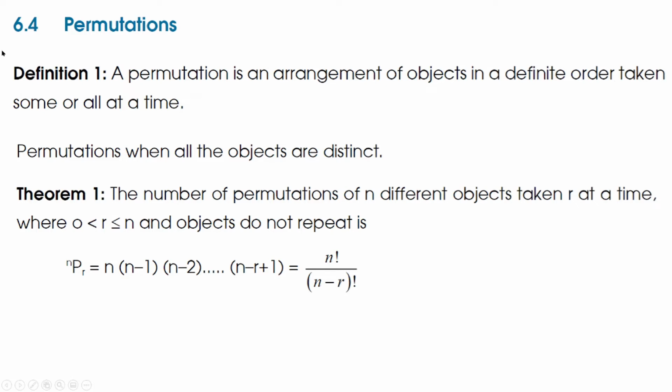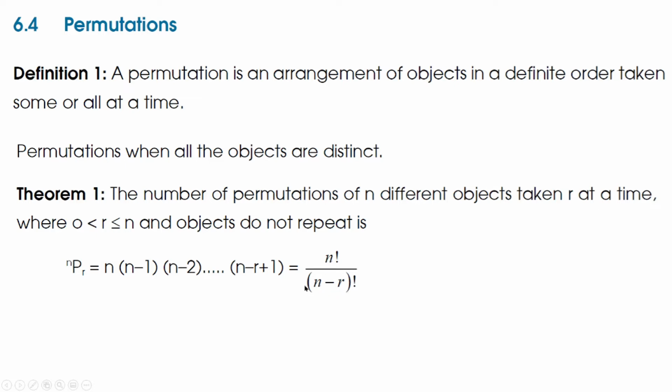Now first we will see what these permutations are. A permutation is an arrangement of objects in a definite order where we take some or all at a time. Now first we will see the formula for the arrangement of objects in a definite order when all the objects are distinct. The number of permutations of n different objects taken r at a time, where 0 is less than or equal to r is less than or equal to n and the objects do not repeat, is given by nPr, which is n factorial upon n minus r factorial.